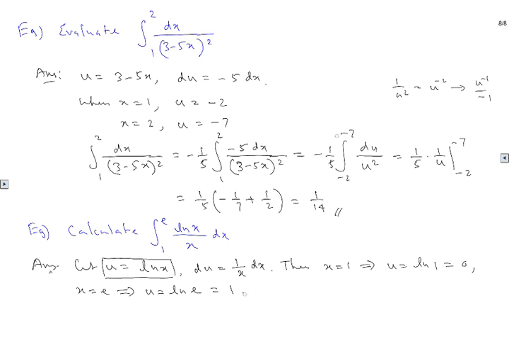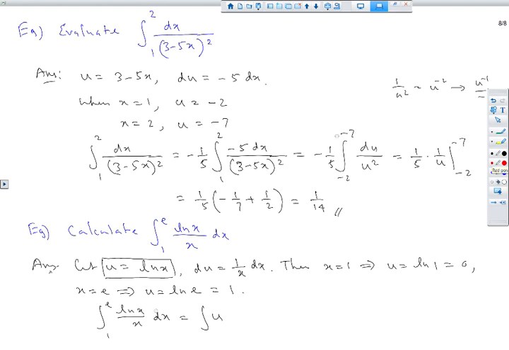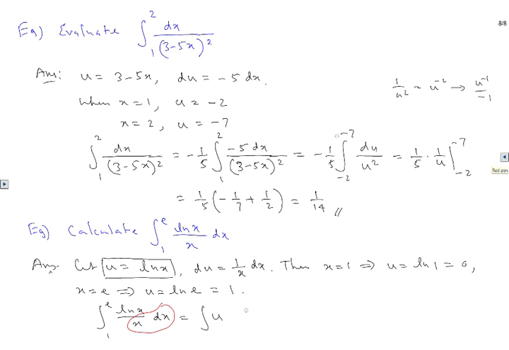Okay, now let's change the problem. So we're going from 1 to e of ln x over x dx. So ln x is u, and 1 over x dx equals du. Perfect. And the limits are 1 becomes 0, e becomes 1. So this is now u squared over 2, from 0 to 1. So you plug in 1, you get 1/2, 0 means 0, so you get 1/2. Very simple, and that's the whole integral.